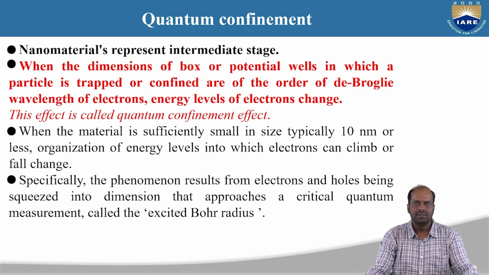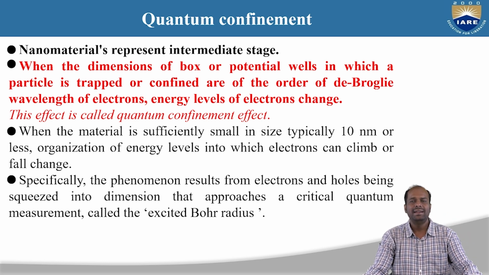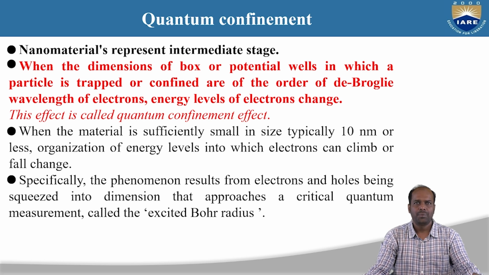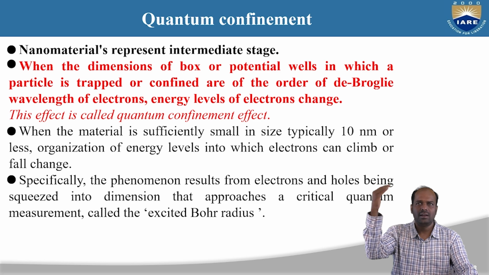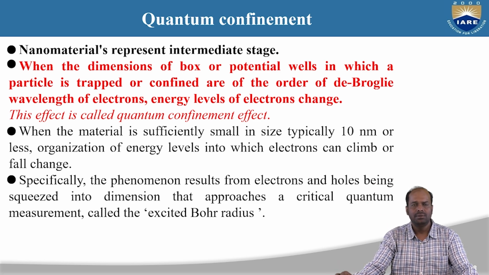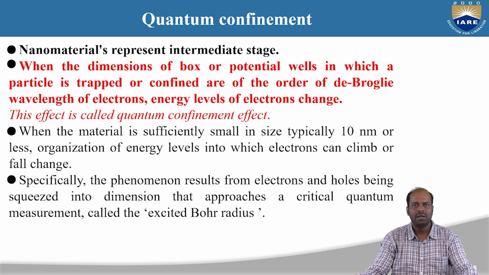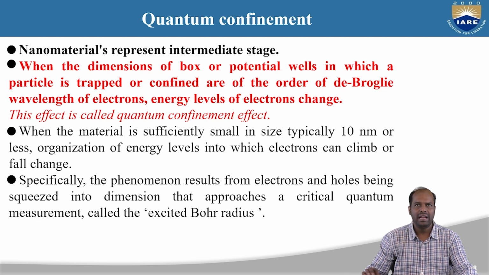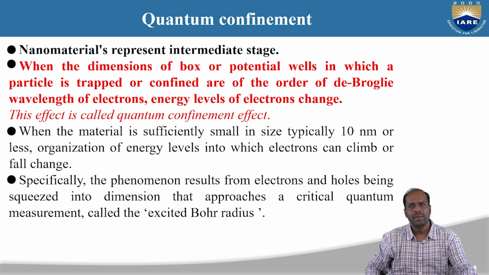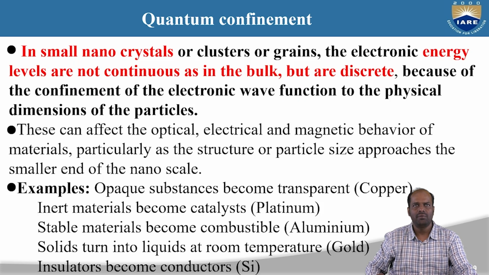When the material is sufficiently small in size, typically 10 nanometers or less, the organization of energy levels into which electrons jump from one level to another changes. Specifically, the phenomenon results from electrons and holes being squeezed into a dimension that approaches a critical measurement called the excited Bohr radius. This excited Bohr radius is due to quantum confinement.